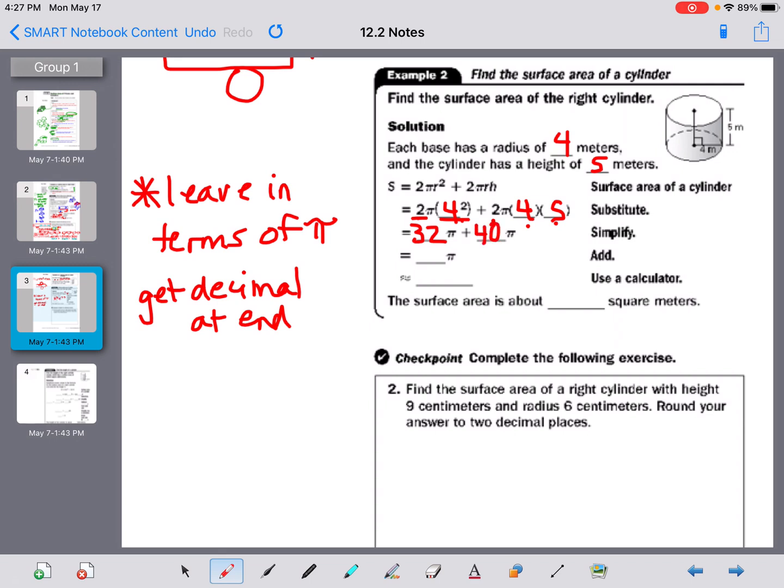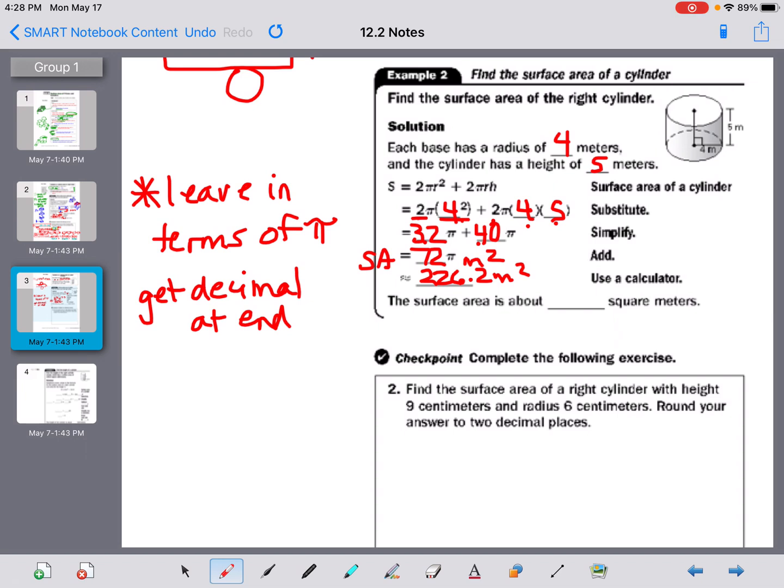What's super nice now is these are like terms, 32 pi plus 40 pi. I add the outside numbers together, and I get 72 pi. That right there is my exact answer in meters squared. If I want to find the decimal now, I can go ahead and hit on my calculator 72 pi, and I get about 226.2 meters squared there, okay?